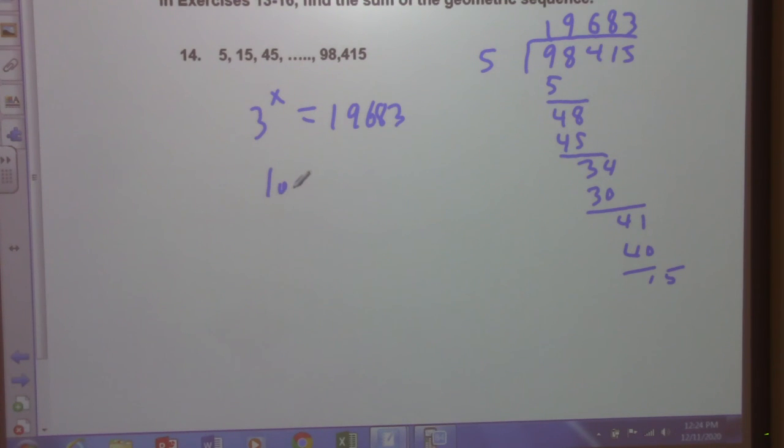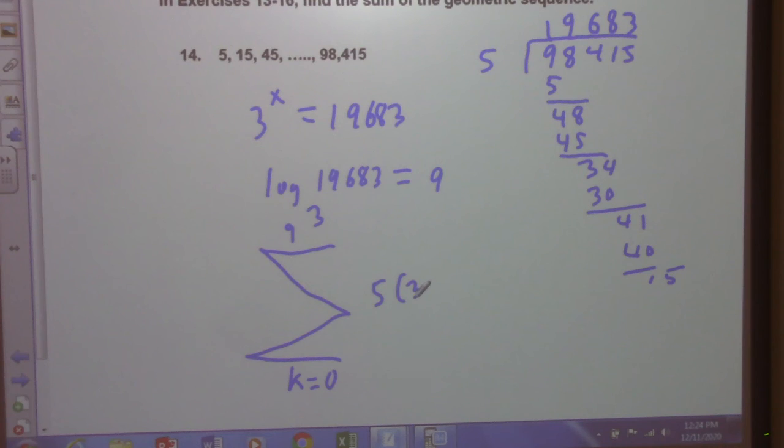So that's going to be log base 3 of 19,683, which is equal to 9, because Nicole told me it was. So that means I can go from k equals 0 to 9, right? And we can put 5 times 3 to the power of k and get our correct answer. And you got that, Nicole? It was 147,620. Okay, does that sound right?